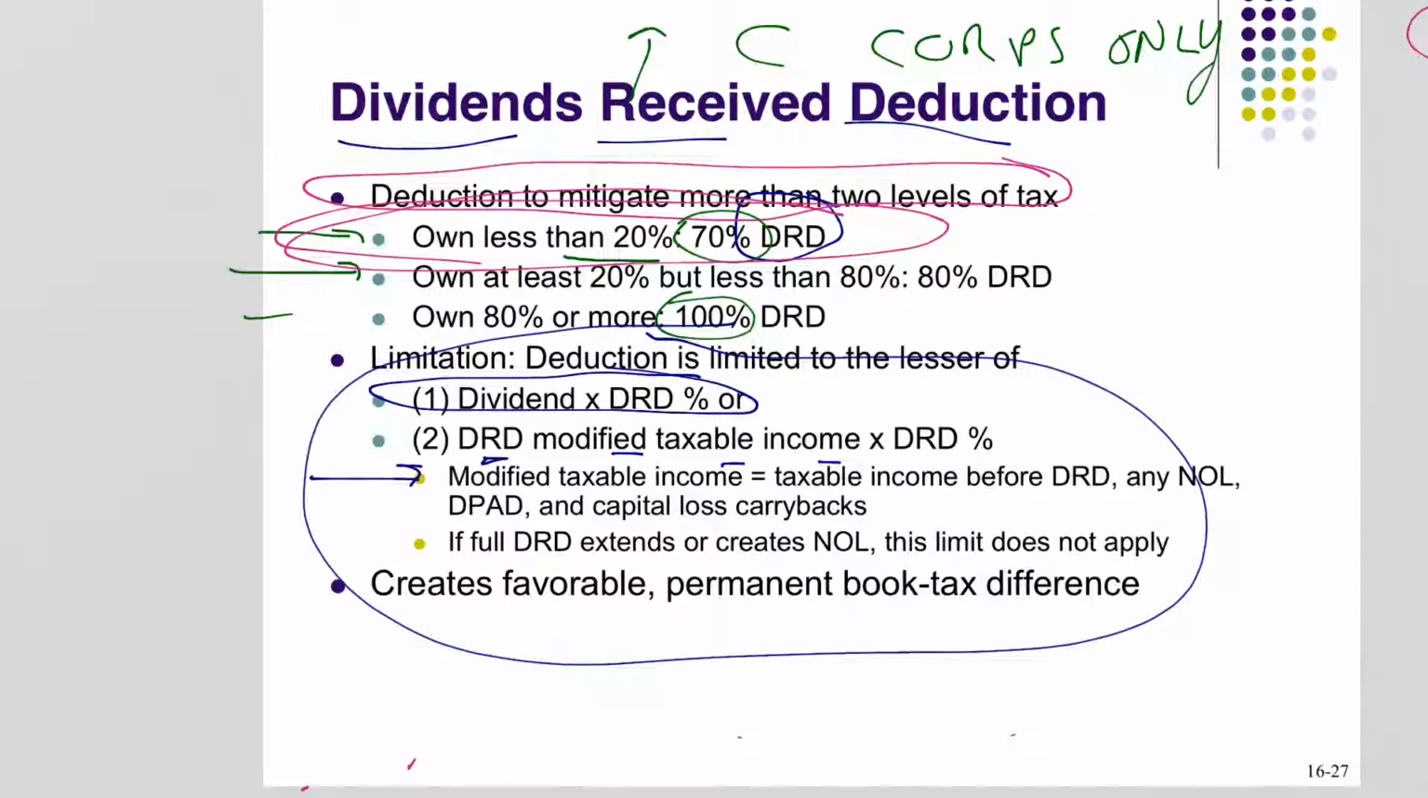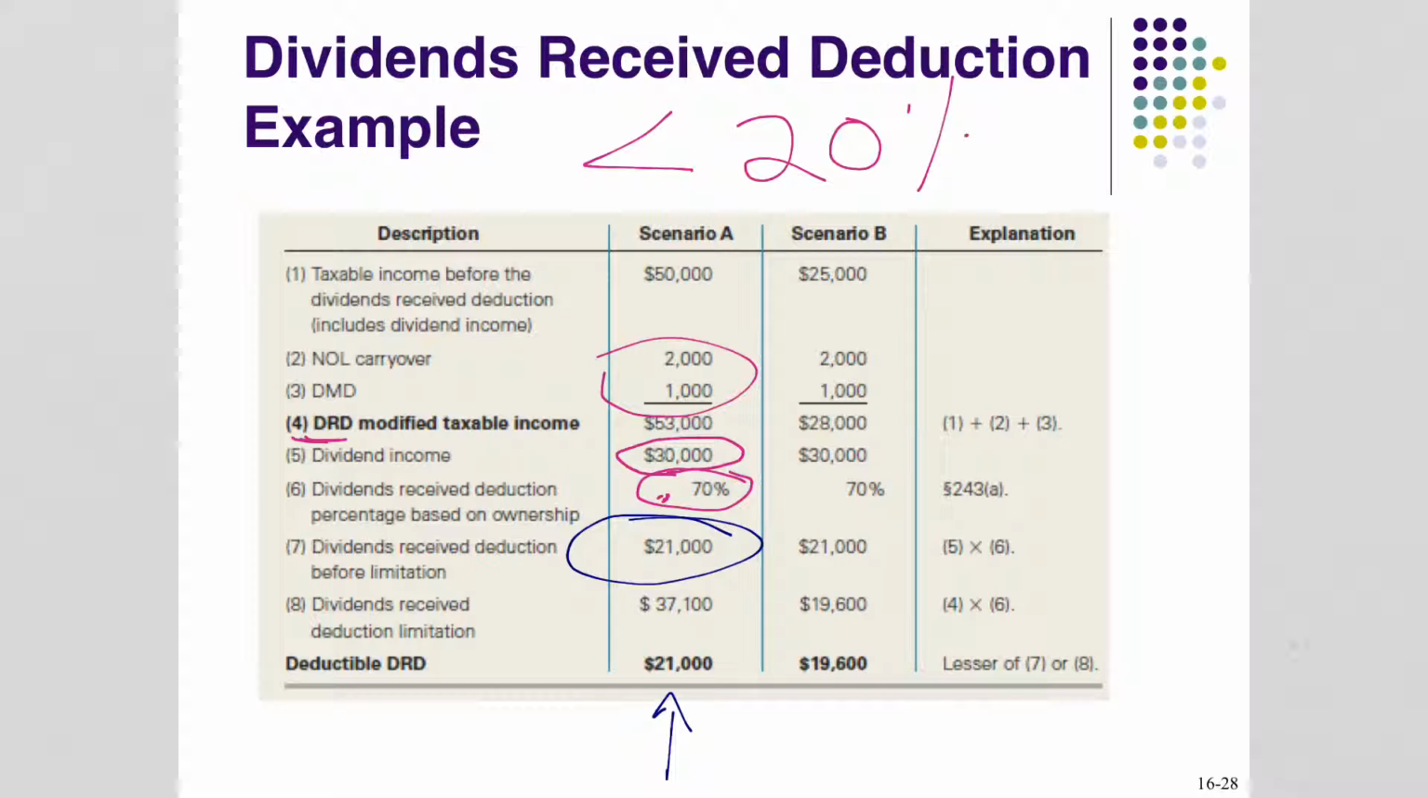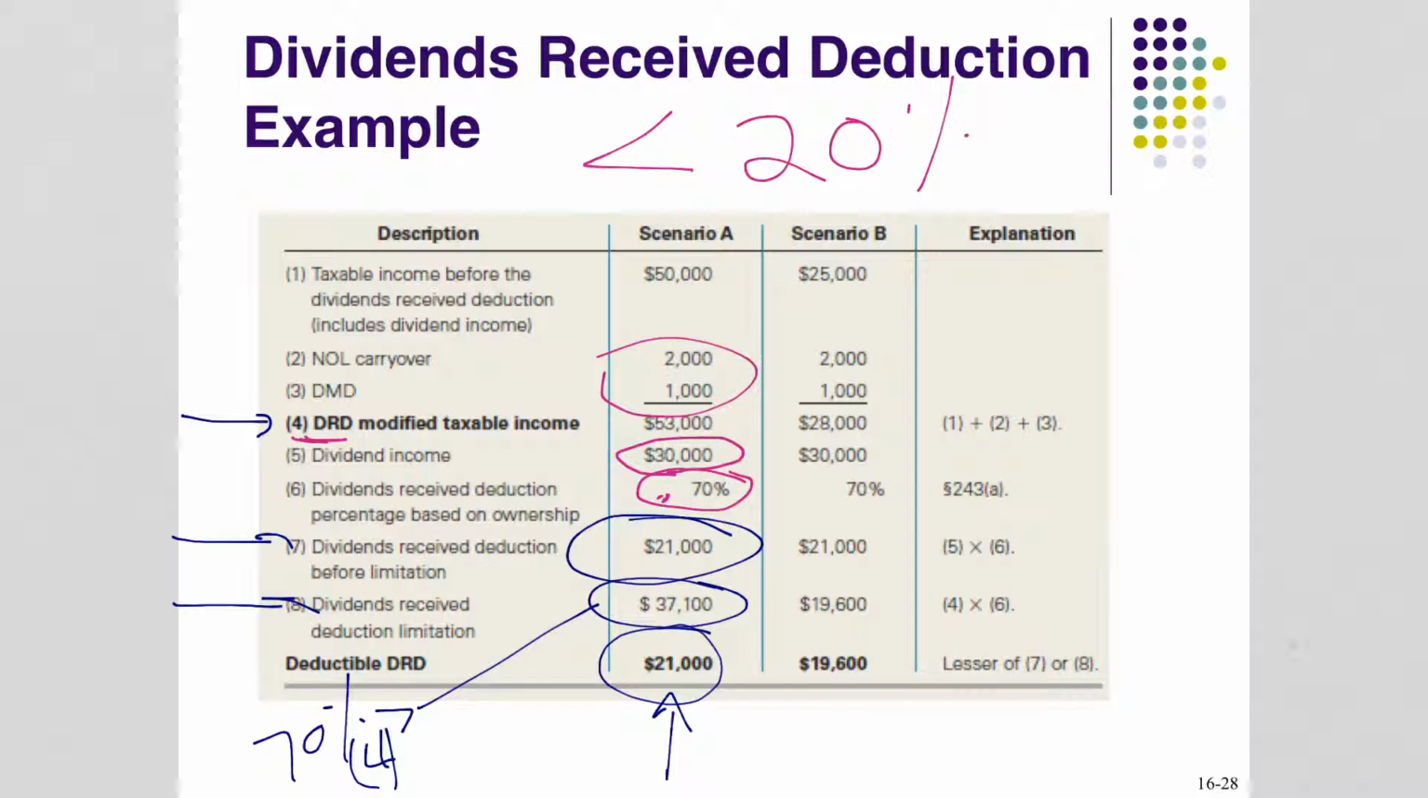And let's see how it works with these examples. All right, so first example, the modified income is $53,000, and so therefore, let's see, 70% of this number, 53, is greater than 21,000 here. In fact, this is the number. 37.1 is 70% of line 4. So we don't have a problem here, and the total dividend received deduction is 21,000.